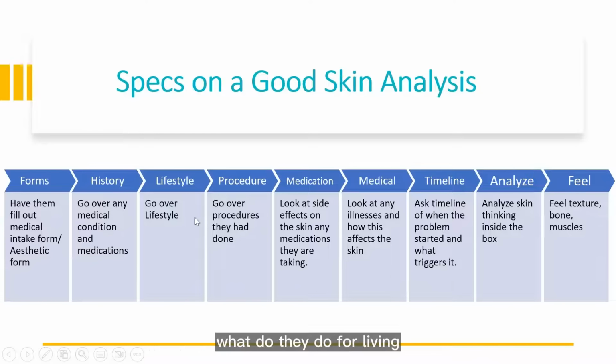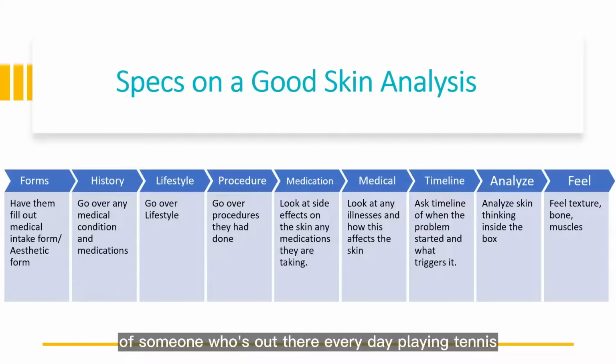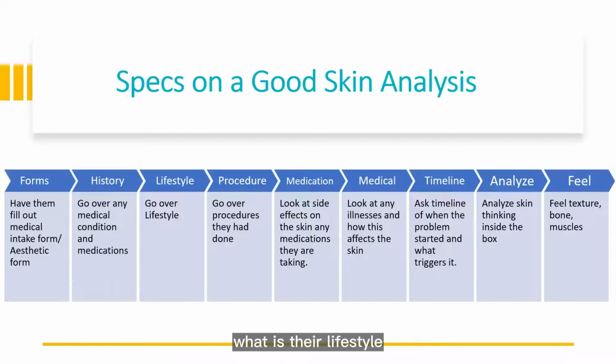Lifestyle. What do they do for a living? She's a tennis player. I'm trying to work with her hyperpigmentation. I'm not going to do any acids. I can't have a risk of someone who's out there every day playing tennis. So what do they do? What is their lifestyle? How do they live? I'm at the casino every night. I'm a poker player. Okay, lots of smoke, lots of damage. We're going to have to work on antioxidants for the skin to fight the free radicals. So lifestyle is very, very important.